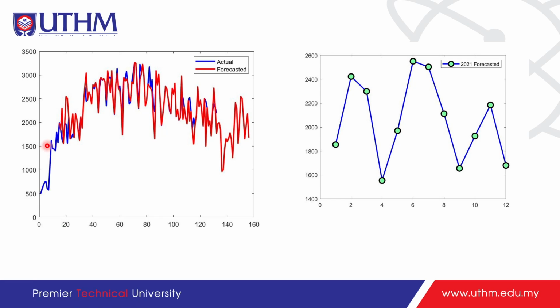Okay, these are the actual data, using the first 12 data to predict month 13. The blue shows the actual data, and the red is the forecasted data. These are the future forecast for year 2021. Of course this year is December 2020, but because I have only the data up to 2020, this shows you can get the future forecast one year ahead.